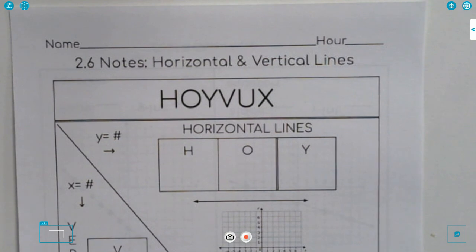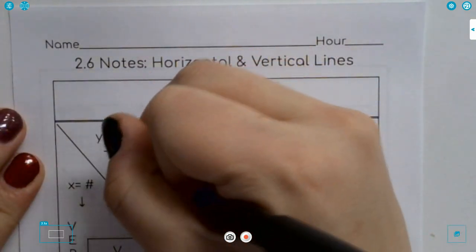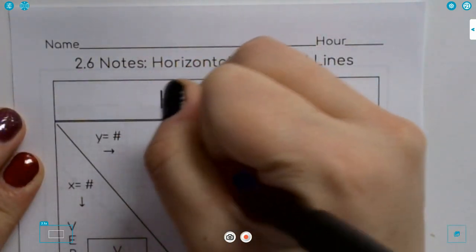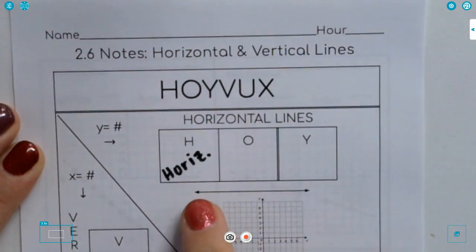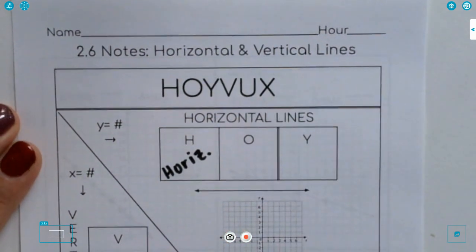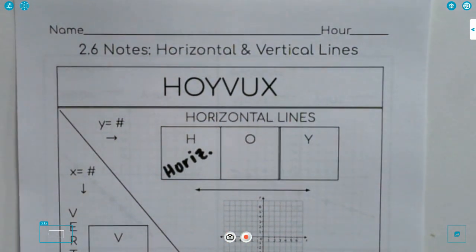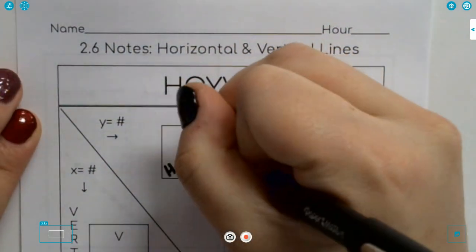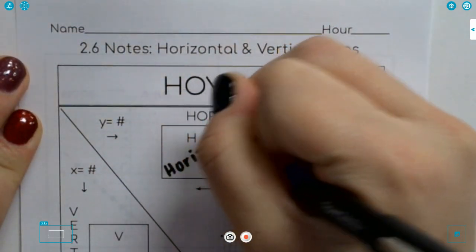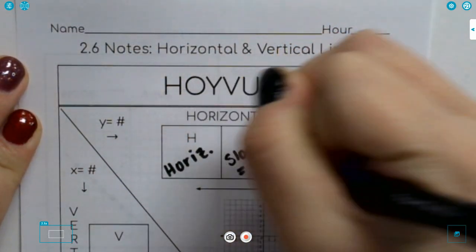The H stands for horizontal. Horizontal is straight side to side. When I can't remember which one's horizontal and which one's vertical, I think about if you look out on the horizon, you would look from side to side. Okay, the O in HOIVUX is actually a 0 because the slope equals 0.